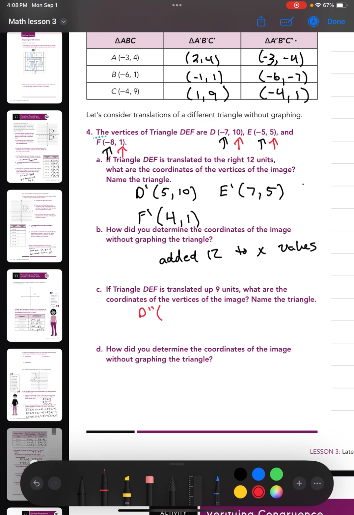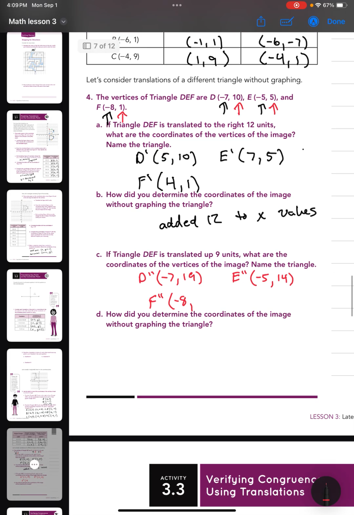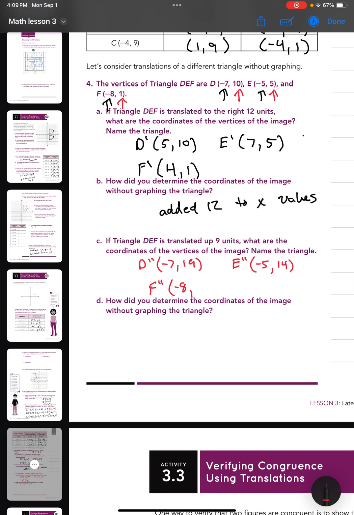If we move it 9 units up, the X is unchanged, negative 7, and we're adding 9 to the 10, so 19. And same process for each one of these. X value is going to be unchanged, and we're going to add 9 to the Y value, and that would be 14, 5 plus 9. And then F, again, the X value is unchanged, and we are going to add 9 to the Y value and get 10.